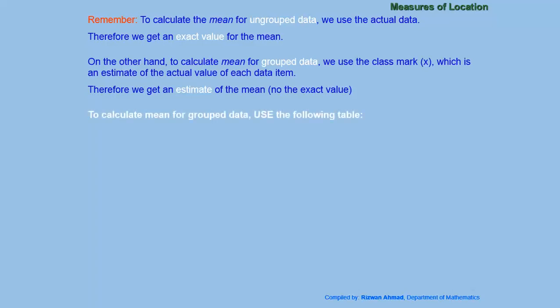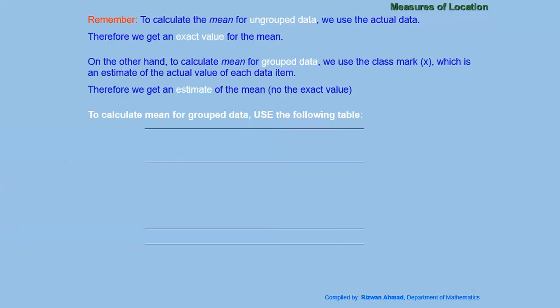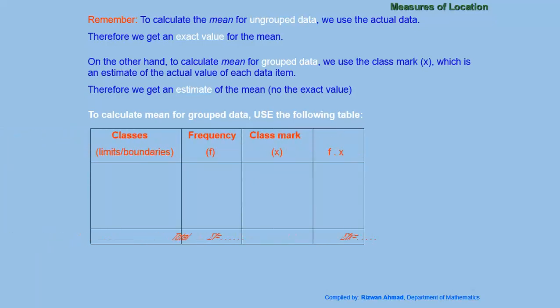To calculate the mean for the grouped data, we always use this table. So we will remember that we need this type of table to find an estimate of the mean from the grouped data. And then this is the formula: mean is equal to sigma fx over sigma f.